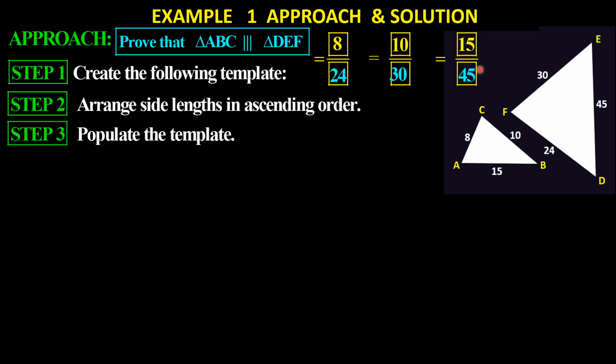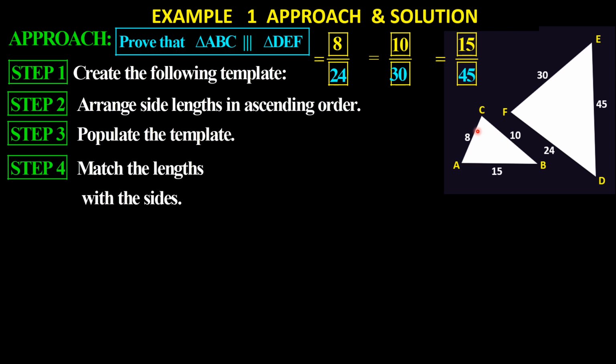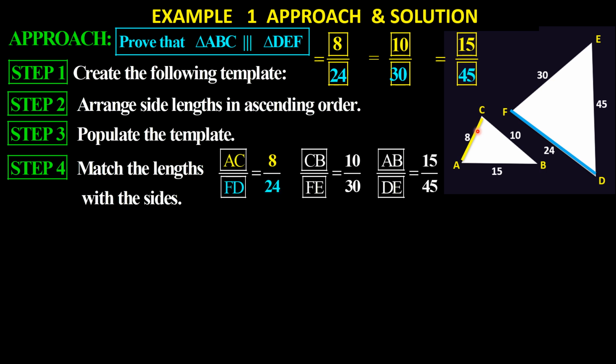Now we need to label those lengths. 8 is the AC, right? So 8 will be with the AC, and the 24 goes with the FD. So we take each of those fractions and we just label them. AC goes with 8, FD is the 24. The 10 is the CB, and the 30 is the FE. The 15 is the AB, and the 45 is the DE.